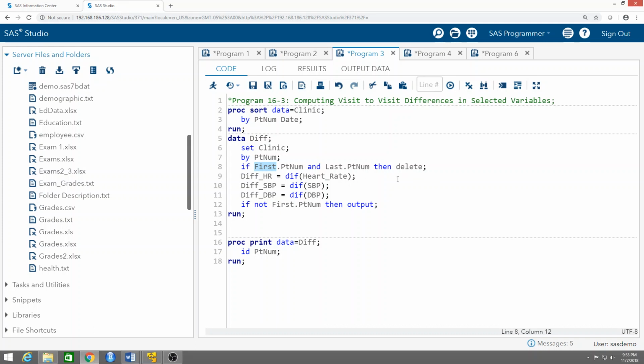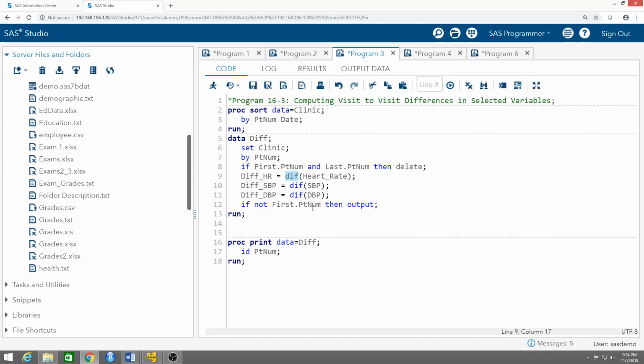What else are we going to do? We're going to create the variables difference in heart rate, difference in systolic blood pressure, and difference in diastolic blood pressure, and for that we're going to use the diff function that we learned in a previous chapter. This will take the change of the observation minus whatever was before, right?